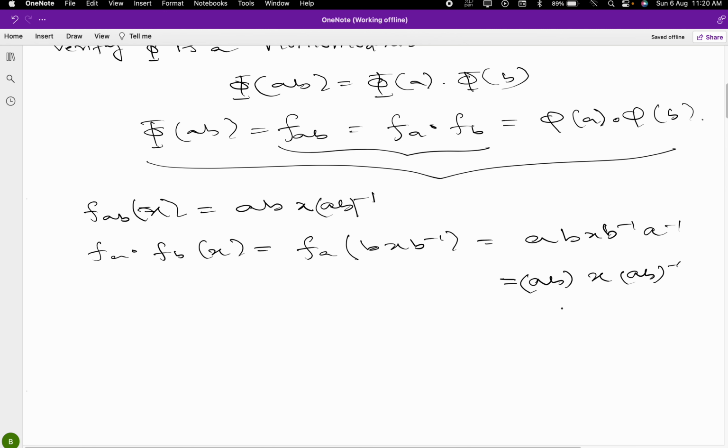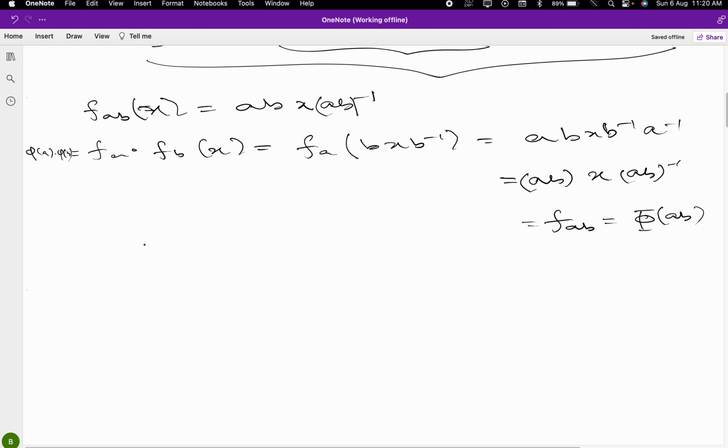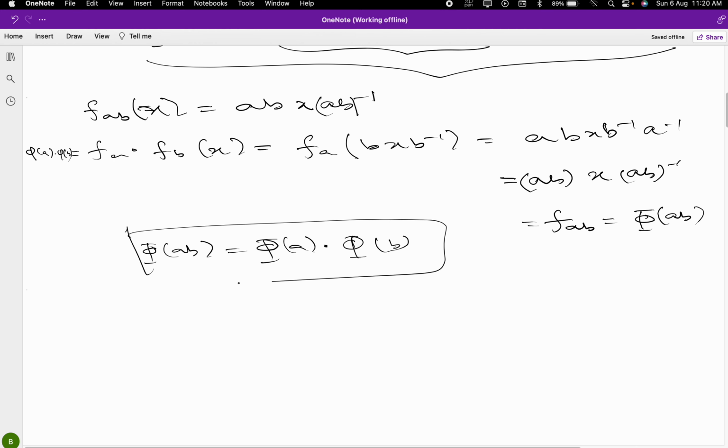So this is nothing but f_ab, which is Phi of ab, and this is Phi of a composed with Phi of b. So what we eventually get is that Phi of ab is Phi of a composed with Phi of b. So Phi is a homomorphism. Done.